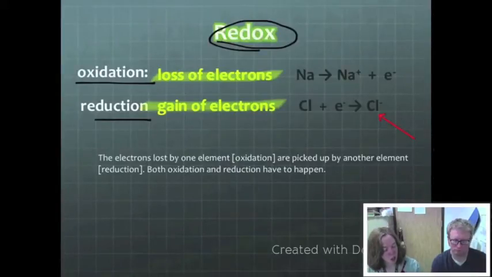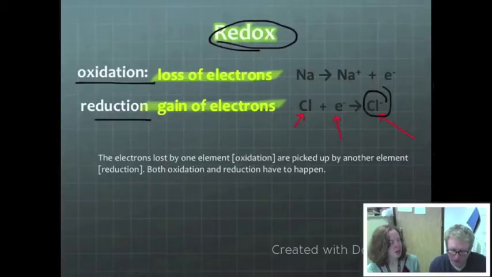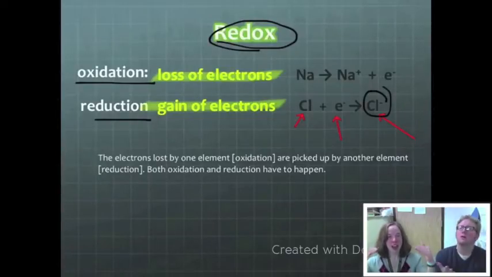When chlorine picks up an electron, we say it's reduced because its oxidation number went from what? Chlorine by itself is 0. So free elements are 0, it picks up an electron, and now its oxidation number is what? -1. Now it's -1, so it's gone from 0 to -1. It went down, it got reduced.